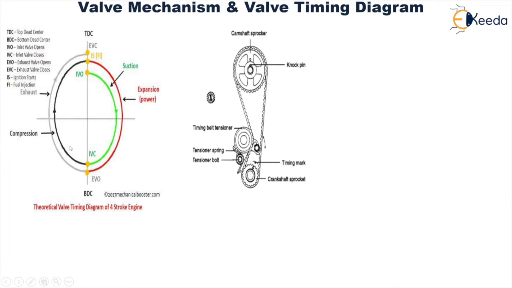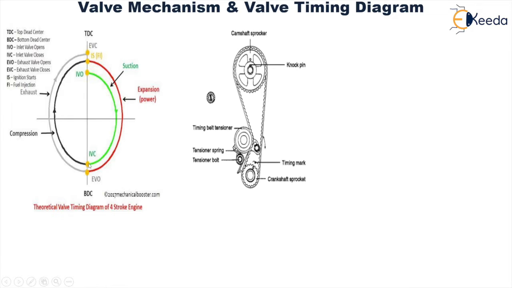Now let us see about the valves. Inlet valve opens, inlet valve closes: IVO and IVC. IVO, inlet valve opens; IVC, inlet valve closes. Where is the inlet valve opening? At 0 degrees of crankshaft revolution. Where is it closing? At 180 degrees of crankshaft revolution. What is happening between 0 and 180 degrees? Suction is taking place. Okay.